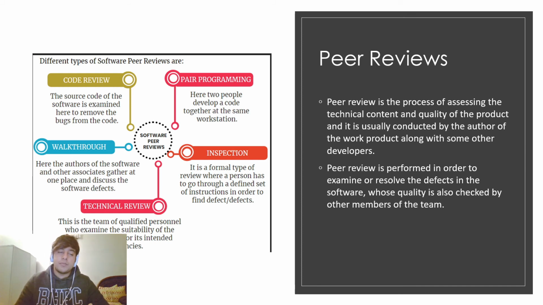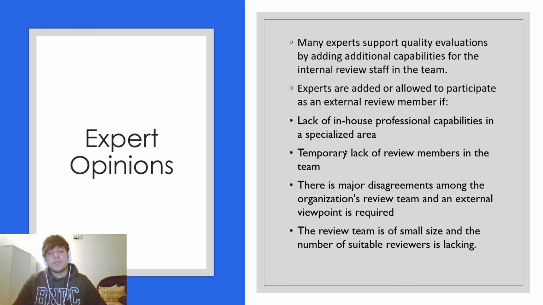Code review is quite simple. You review the code, examine the code, and find the bugs. Very simple. Next slide, I will go. Expert opinion. Finally, expert opinion. Many experts support quality evaluation by adding additional capabilities for the internal review staff in the team. It means that the internal review staff might have specific capabilities, but they might not have some other capability. So you can add expert people to the team who are external, and you can increase the capability. Suppose you don't know machine learning in the review team, but you add an external person who knows machine learning. Now your capabilities increase.